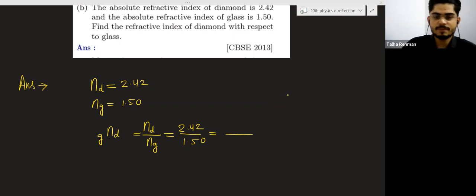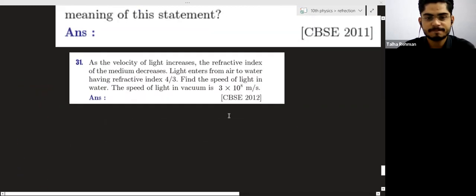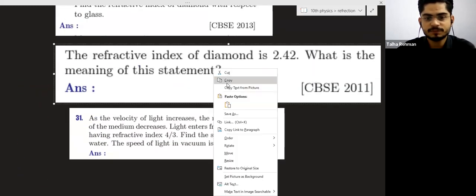Okay, then. So I am leaving this on you. You will calculate it. Now the second question. This is the refractive index of diamond with respect to glass. This is written like this. I have already discussed. Second question.